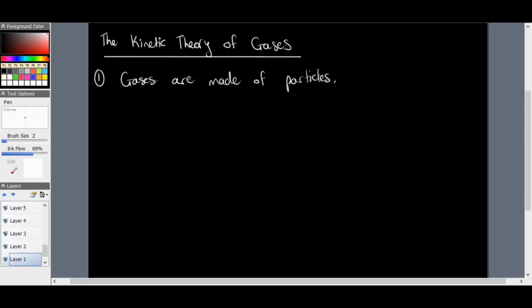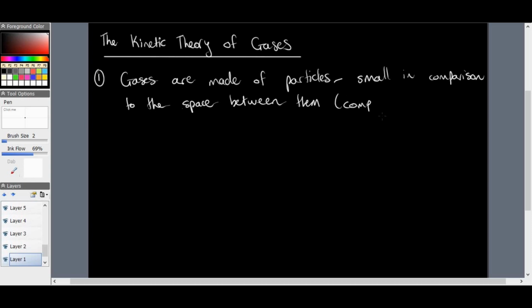Gases are made of particles, but these particles are very small in comparison to the space between them. This means exactly what I just said, that they are compressible. Okay, that's the first one.